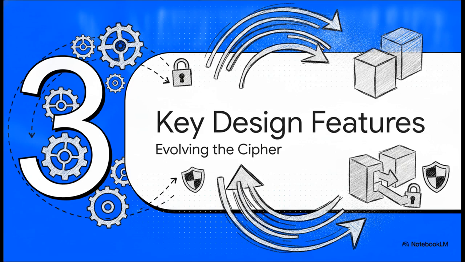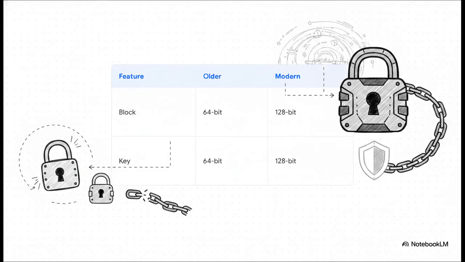Now that we know how it works mechanically, let's look at the parameters that determine a cipher's speed and security. Looking at the evolution from older to modern standards, we see a very clear shift. Older ciphers typically used a 64-bit block size and a 64-bit key size. However, modern block ciphers, like AES, have evolved to use 128-bit block sizes and 128-bit keys. These larger sizes dramatically enhance security, making the data much tougher to crack, though they can sometimes slightly impact the processing speed of the encryption.